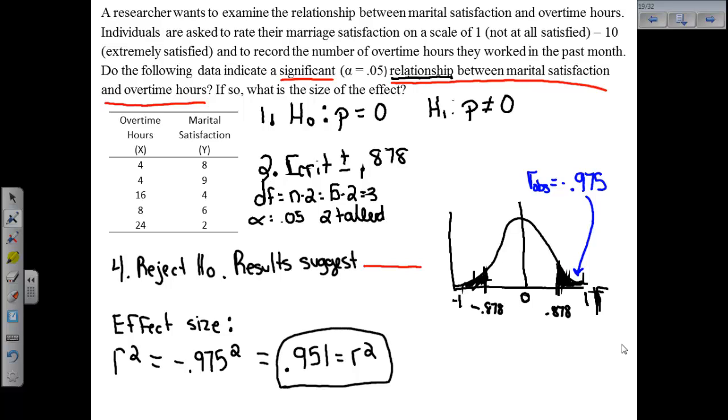So, based on just looking at these two variables alone, without looking at any other variables that may be related to both, we can say, based on the study, that 95.1% of the variability in marital satisfaction is predicted by the relationship between marital satisfaction and overtime. That's a crazy large effect size.